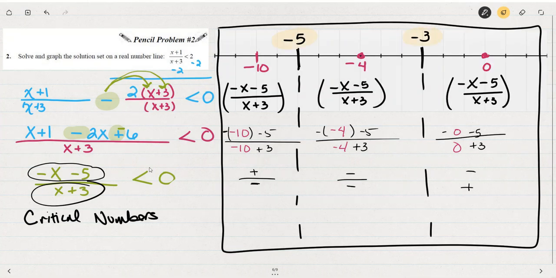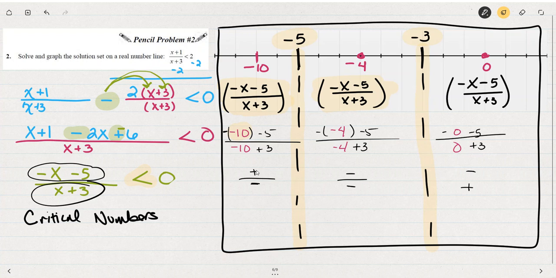And because this inequality is less than, not or equal to, I'm going to have a broken line drawn down from both the negative 5 and the negative 3. And then I'm going to evaluate this, the opposite of x minus 5 over x plus 3, for each of our test points. I'm going to let x equal negative 10 and see if I end up with positive or negative. When x is negative 10, we have the opposite of negative 10 is positive 10.